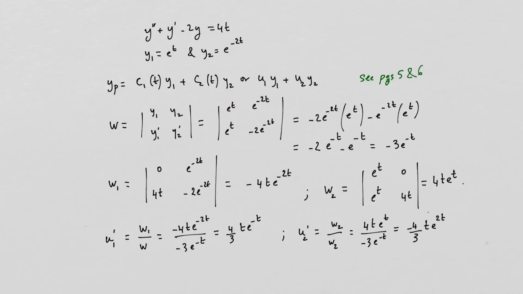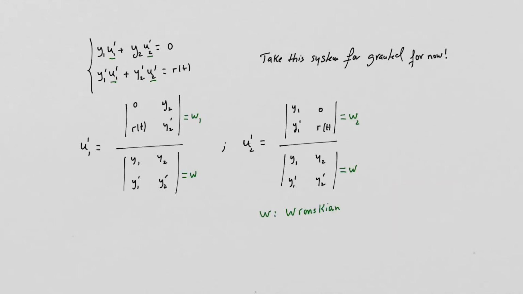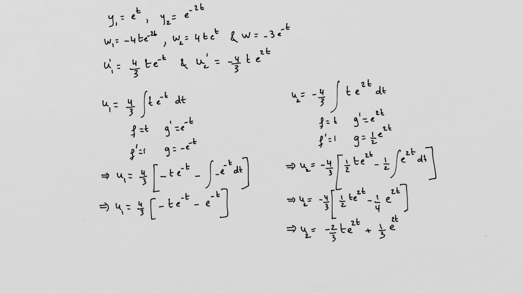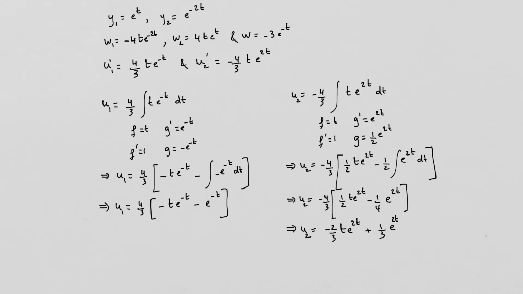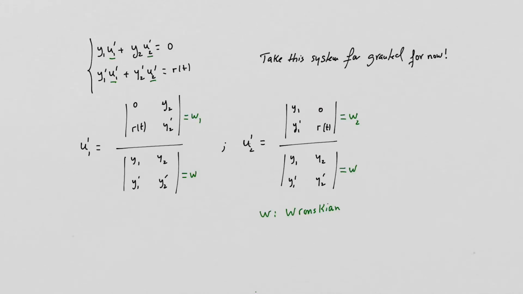And finally, w2, let me write this quickly. Here is w1, and w2 is y1 prime, and then the outputs. y1 prime, derivative of this is this, and then the output 0 and 4t. 0 was there, and r of t, which is 4t. 4t is your r of t. 0, r of t.